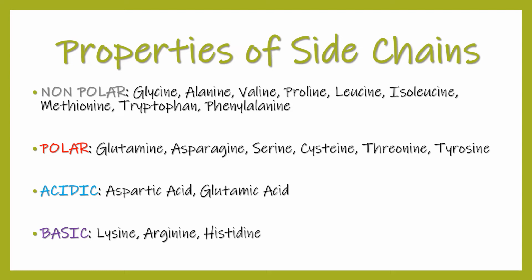On the other hand, the last group, basic side chains, is kind of the opposite. You have lysine, arginine, and histidine, and they have a lot of nitrogen atoms. You know that nitrogen is very good at accepting protons, so that makes it very basic. So these are the different groups of side chains. Know what group they belong to, and you will be fine.